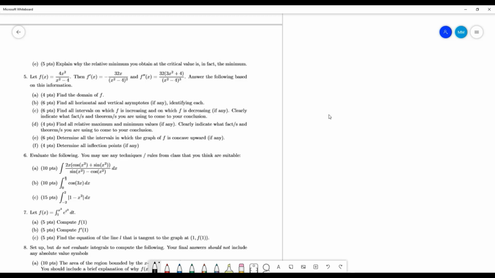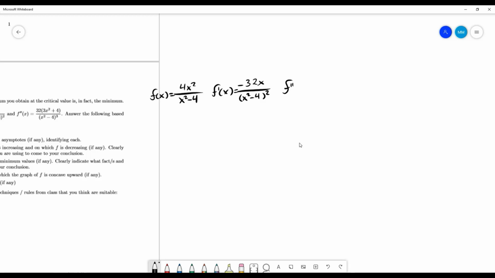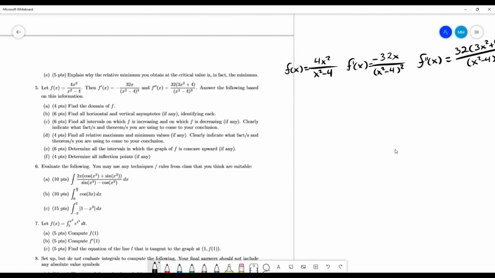But so f of x, we're told that f of x equals 4x squared over x squared minus 4, and that the derivative is negative 32x over x squared minus 4 squared, and that our second derivative equals this. Okay. Wow, that got crooked fast. Sorry. So we first want to find the domain.